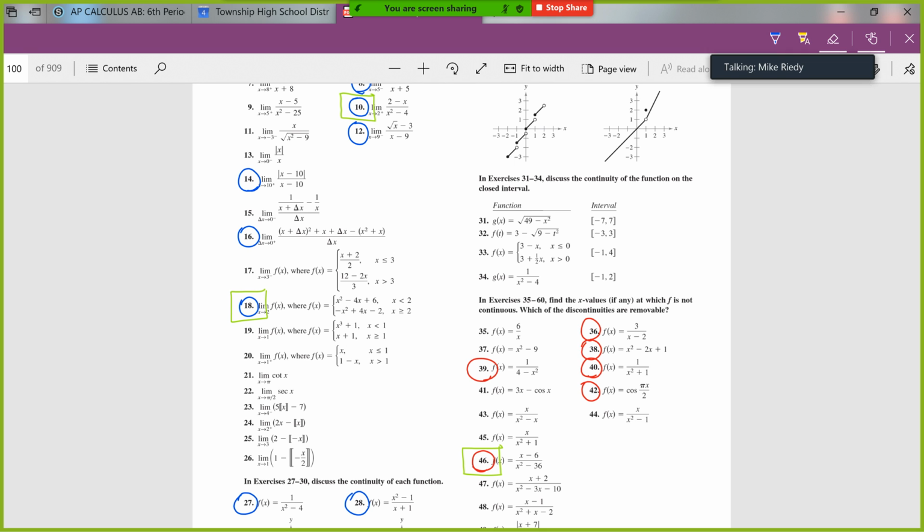Well, how do you do that? You take 2 and plug it into the top, take 2 and plug it into the bottom. If the numbers match, we're good to go. If they don't, then we have a jump discontinuity and no limit. Remember, left hand limit has to match right hand limit.